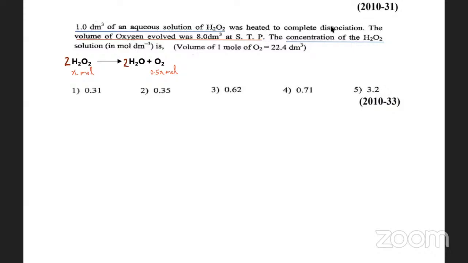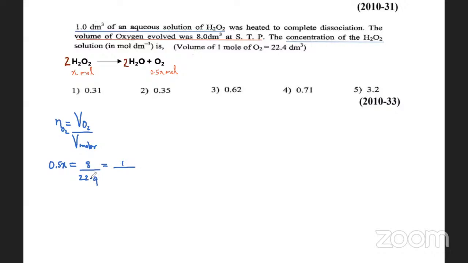Let's start. They have given you the volume of a gas. So whenever the volume of a gas is given, you can use this equation. Number of moles is equal to volume of the gas divided by the molar volume. So number of moles of oxygen, we know already, is 0.5x. Volume of oxygen is 8. And molar volume is 22.4.